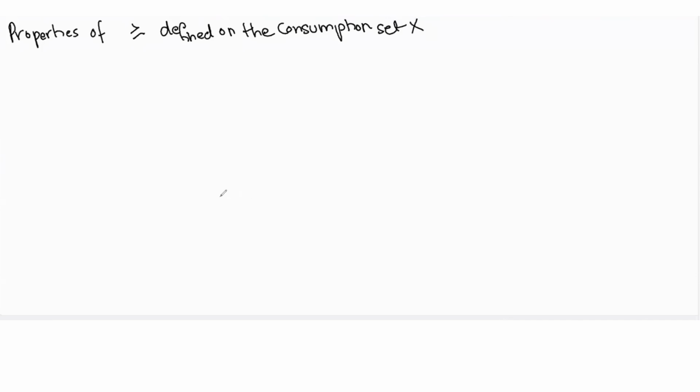We want to look at properties of the preferred or indifferent relation defined on the consumption set X. So let's start with completeness. Number one, we're going to look at completeness.